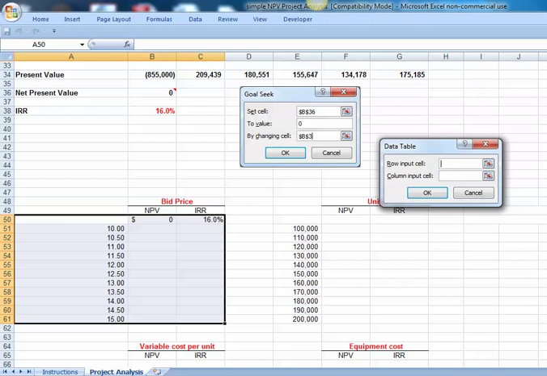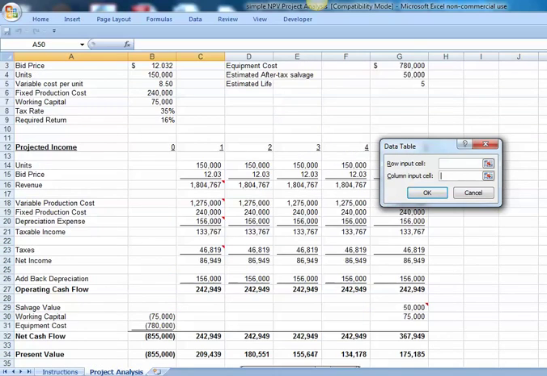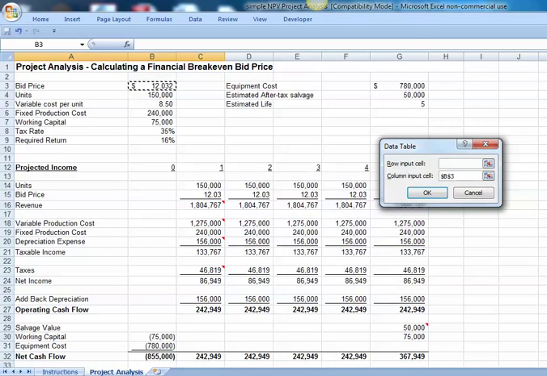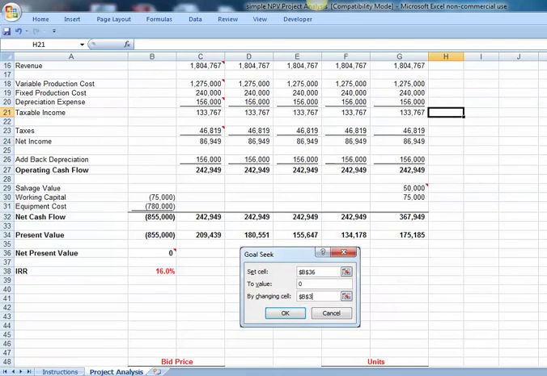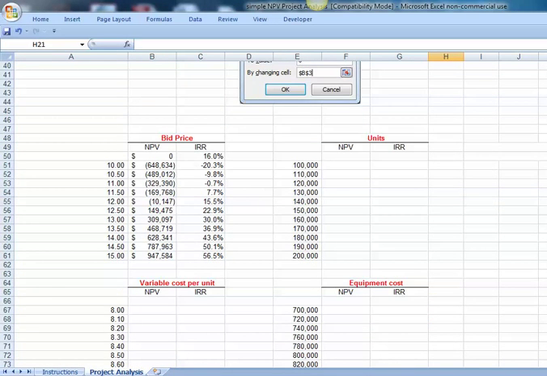Now our data tables are in the form of columns. They're set up in columns. We want the column input cell. We want to put these bid prices right up here in cell B3. And if we were to substitute each one of these bid prices in, we can observe its impact on the net present value. And again, right here at the $12 was when we just had a slightly negative net present value, and as we go above that, we have a positive net present value.